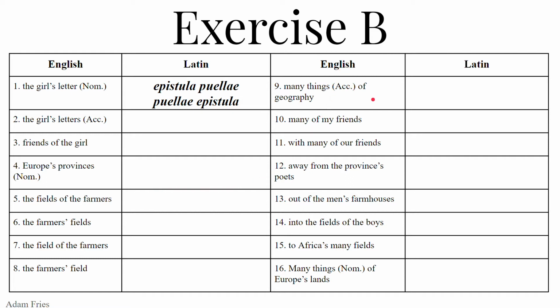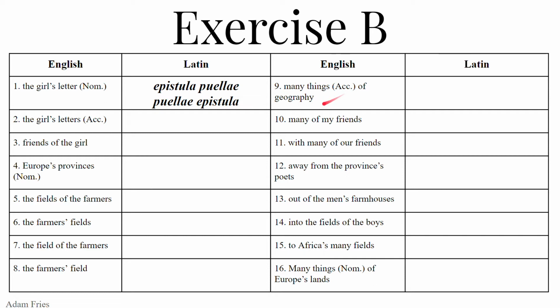All right, things get a little more complicated on this side of the exercise. So number nine, many things, and we want that to be in the accusative, and also it's going to be plural and neuter because it's things. We want this to be a substantive adjective. Many things of geography.